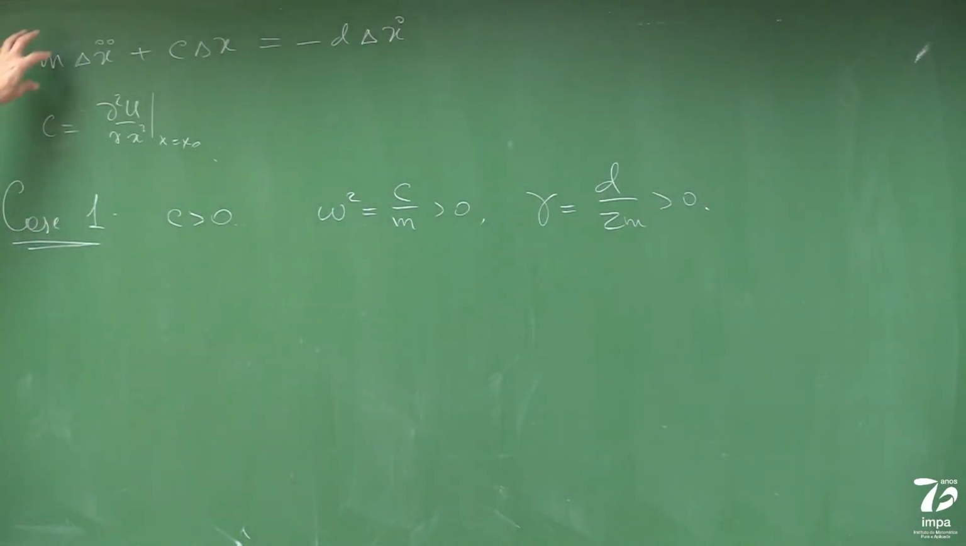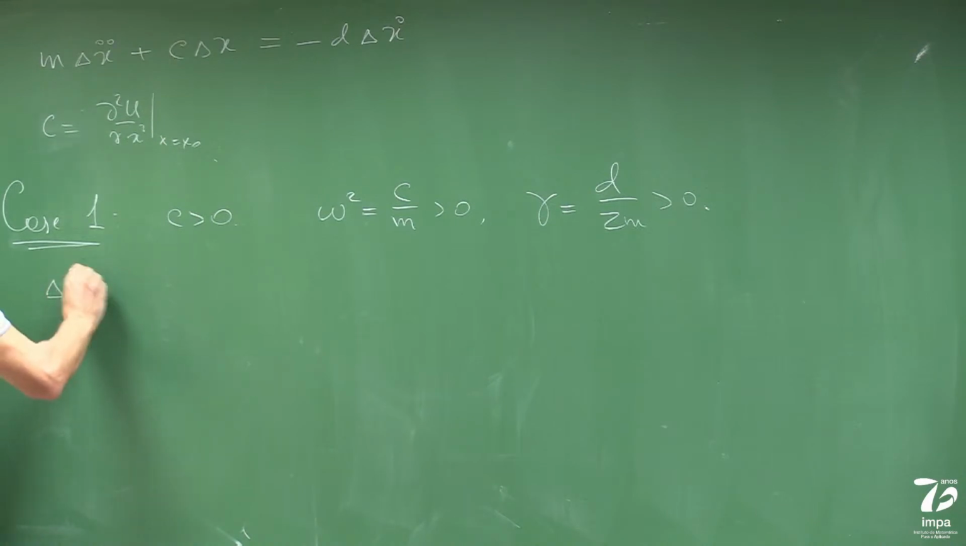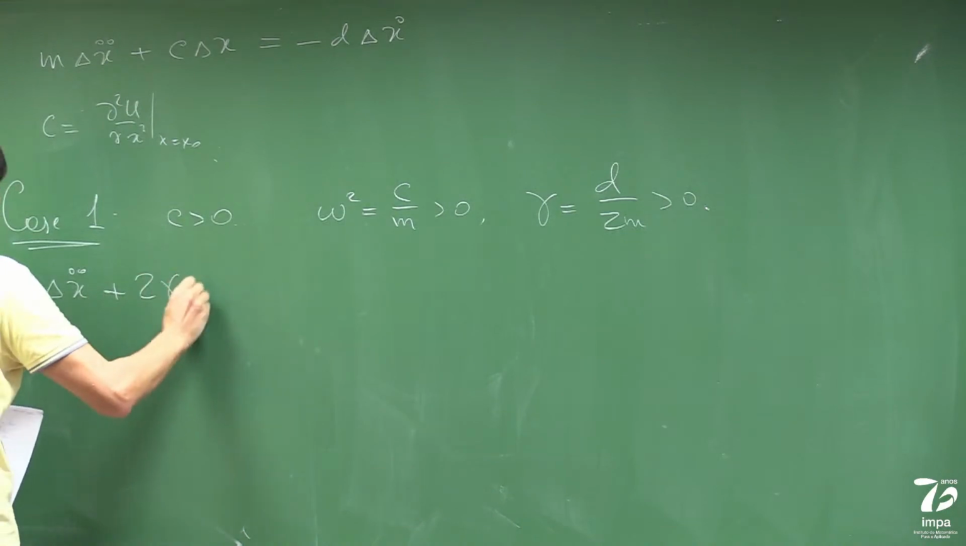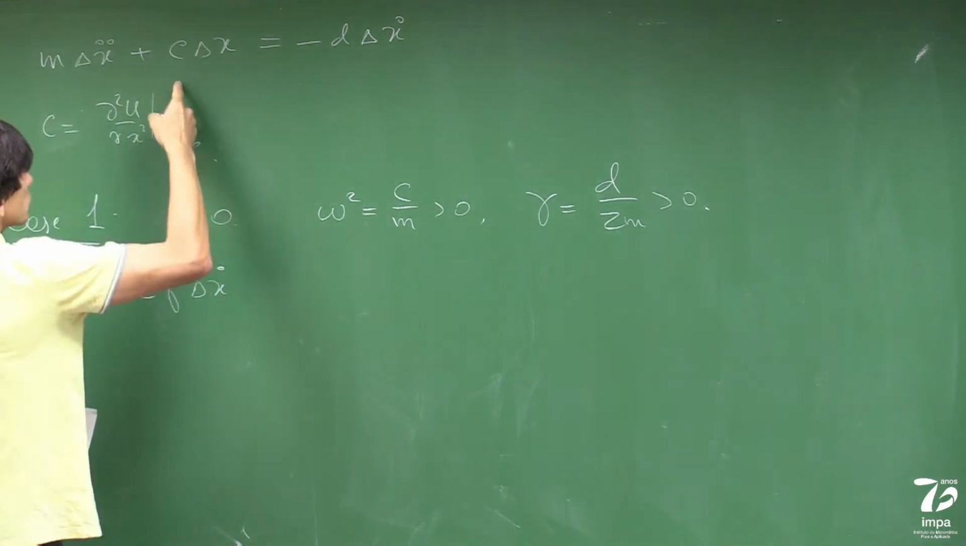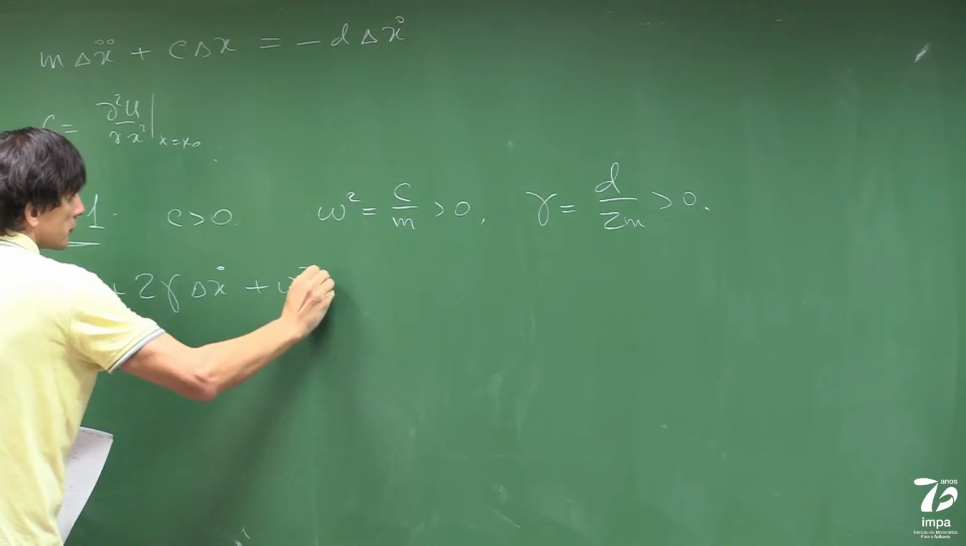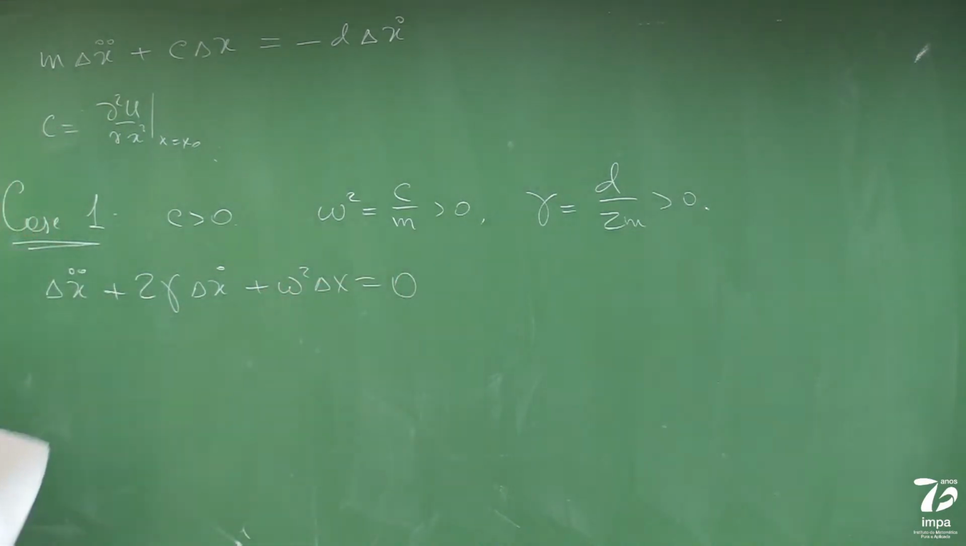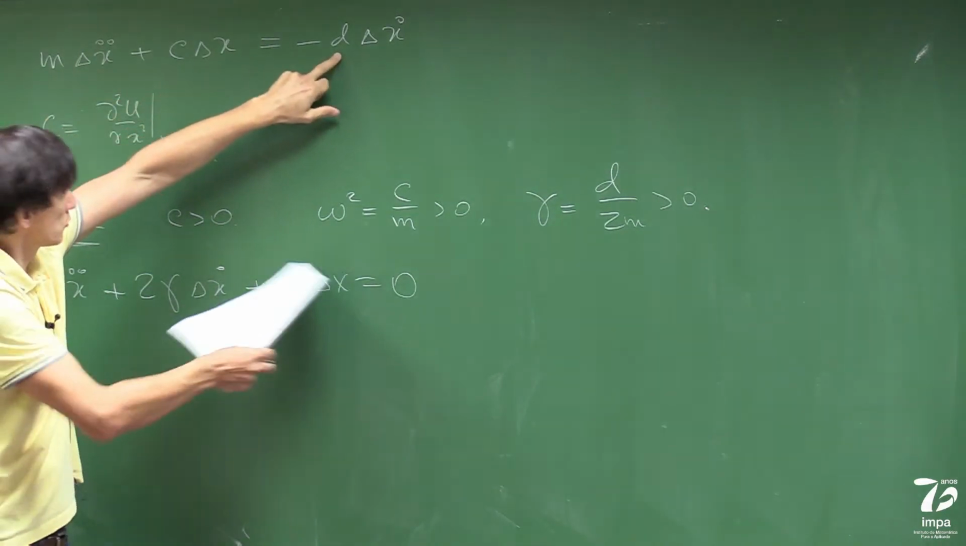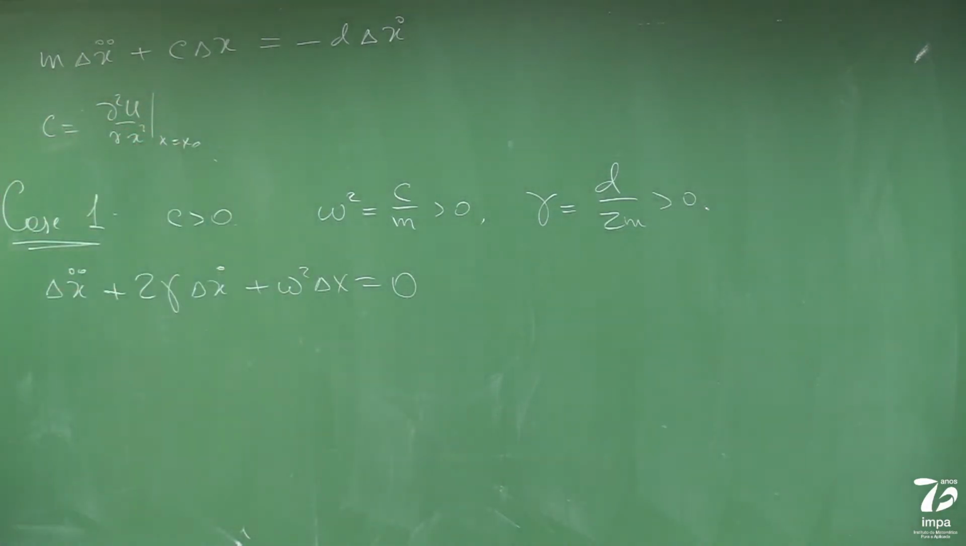And then you divide everything by m, and the equation will be: put this to the left, it will be delta x double dot plus 2 gamma delta x dot plus omega squared delta x is equal to 0. So that's the equation near the equilibrium. I just divided by m, so c by m gives you omega squared, and d by m gives you 2 gamma. Do you agree? Okay.